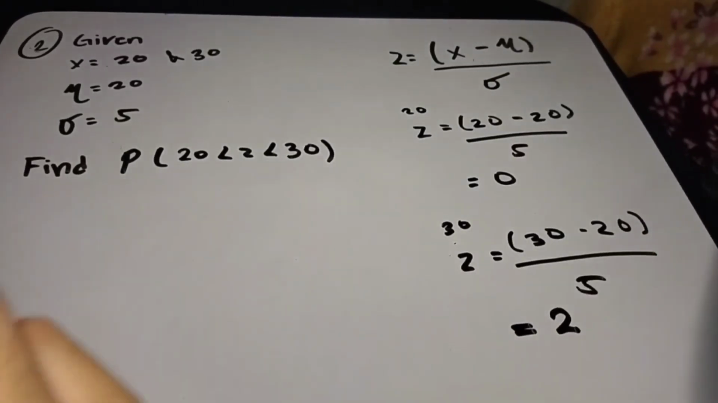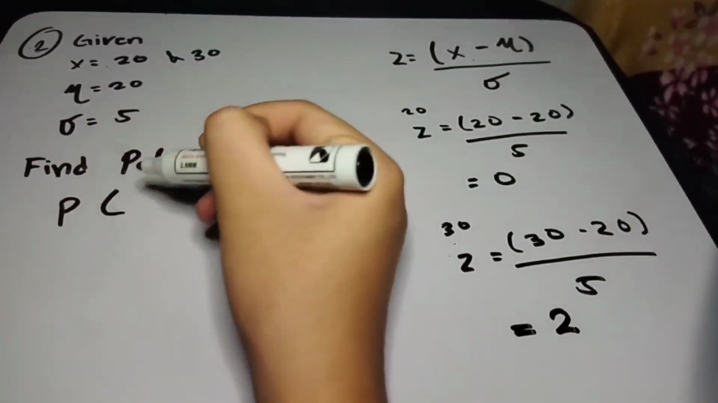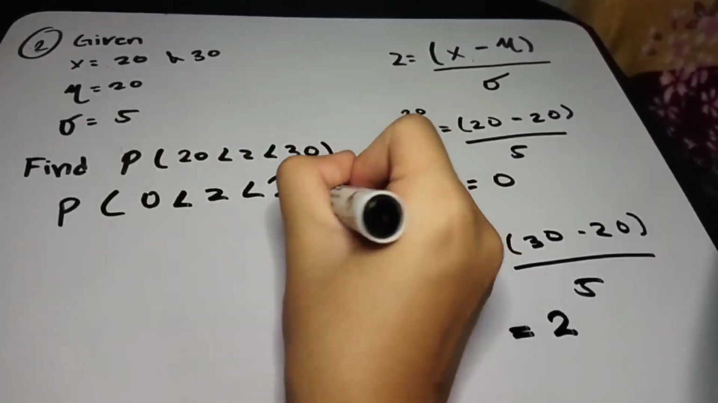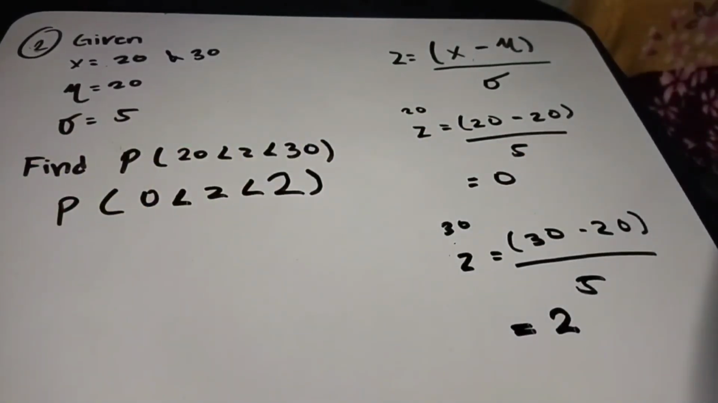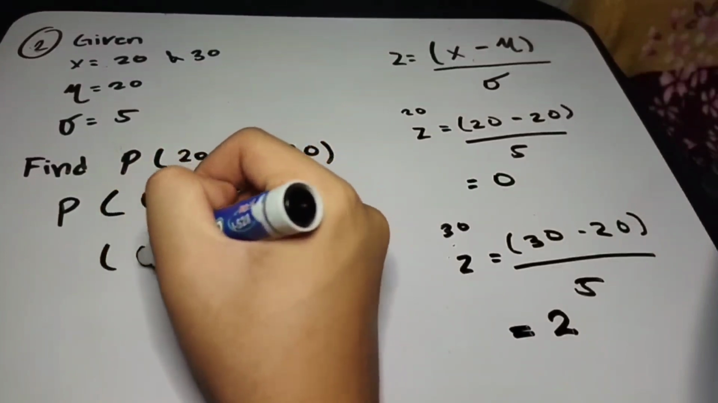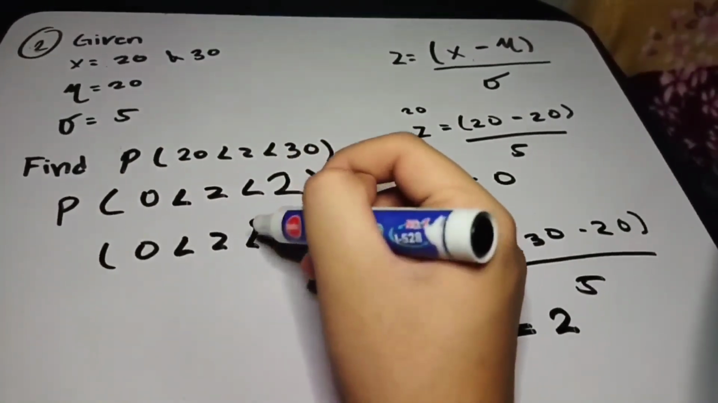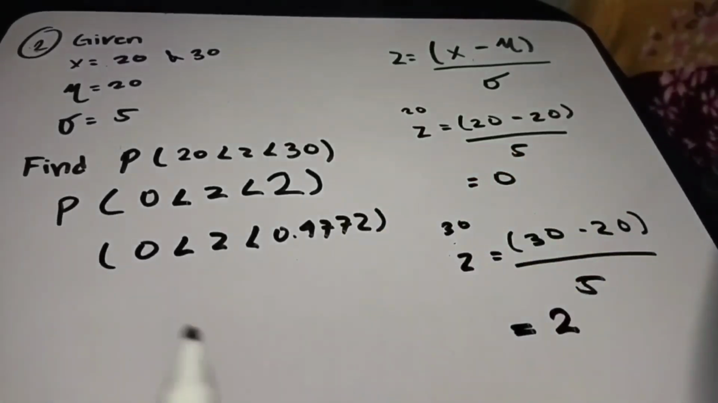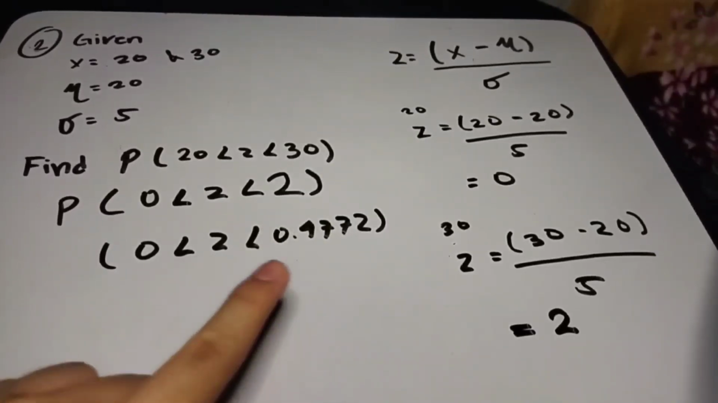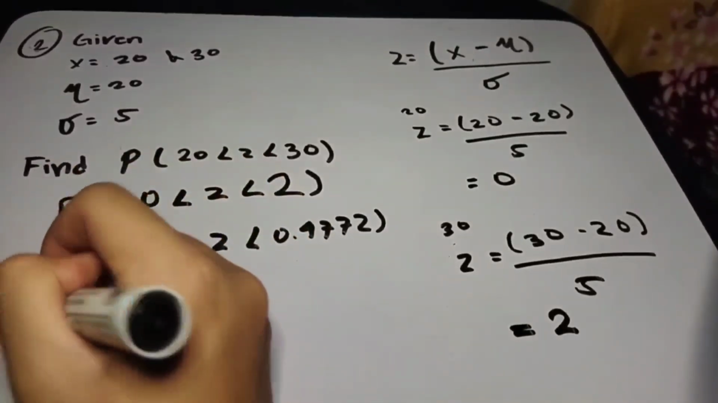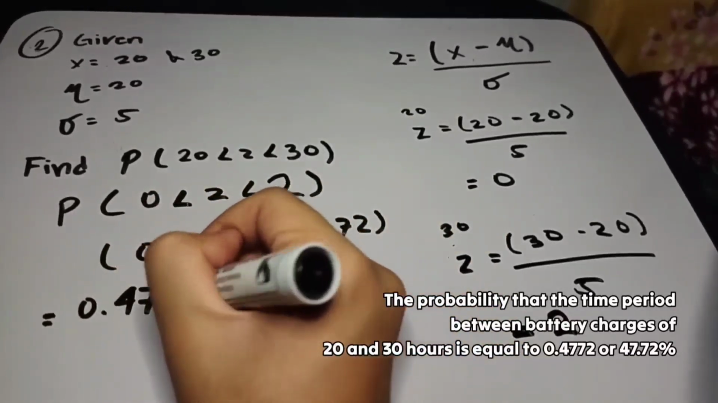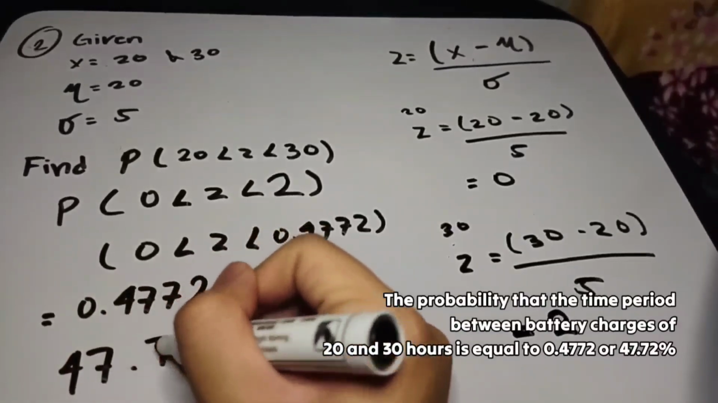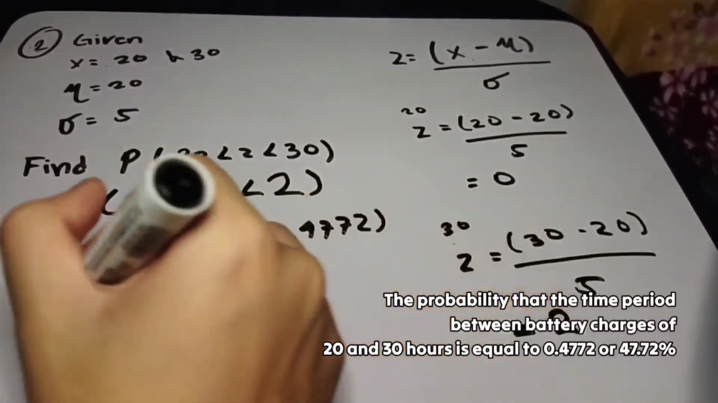Now that we have the two values, we can properly substitute our probability of z between 0 and 2. Looking at our distribution table, this will be 0 pa rin, and the 2 will be 0.4772. So, since 0 naman yung isang value natin, we can accept this already as our answer. So, our answer will be 0.4772, or if you want percentage, we will have 47.72%. This is now our answer.